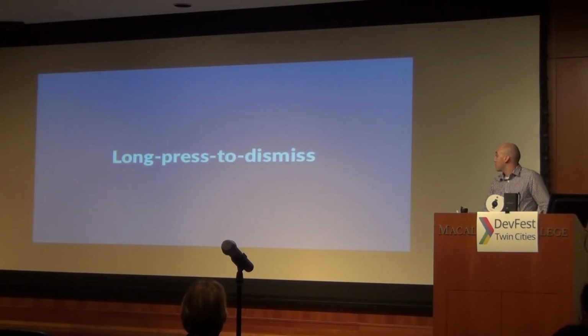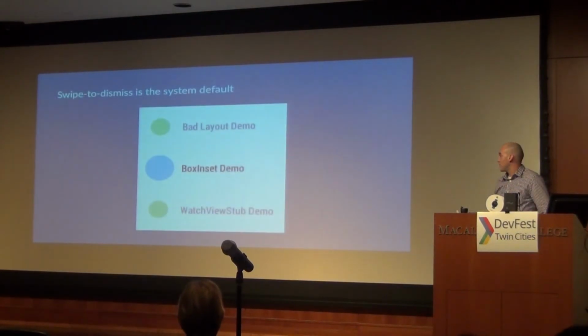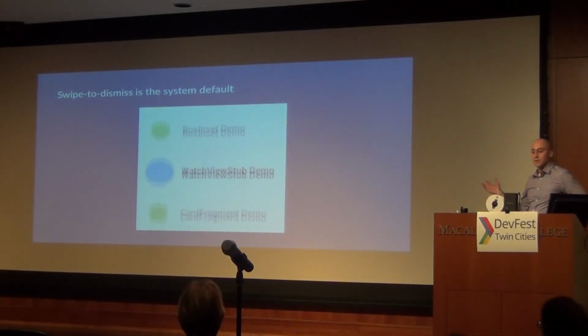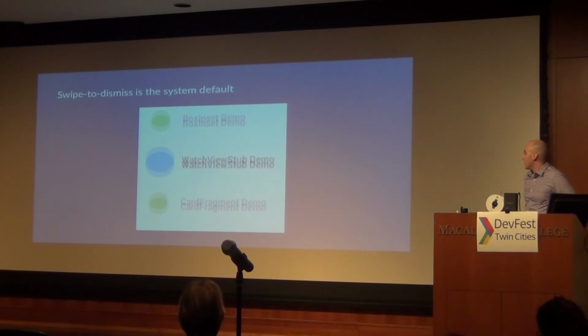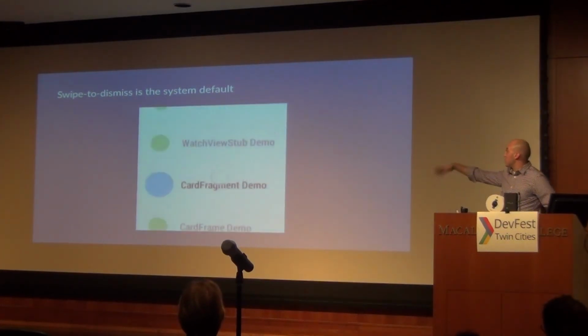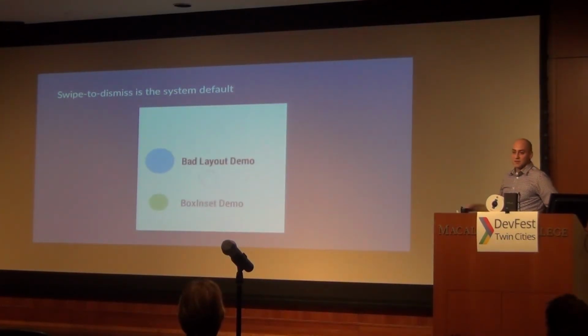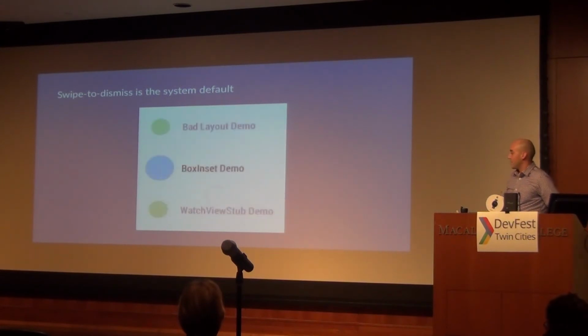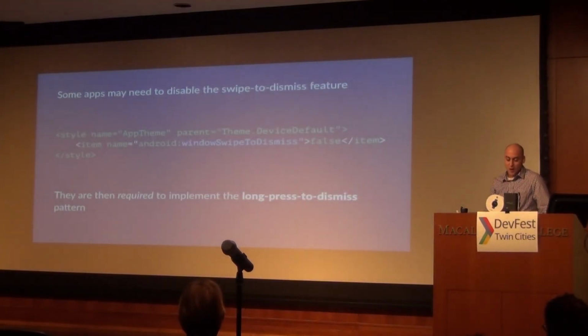Okay, now let's talk about long press to dismiss. Swiping to get rid of stuff is the default for the system. So I have my demo activity here, where each of these items just fires off another activity. And just by default, you can swipe those to get rid of them. But some apps might need to disable that.